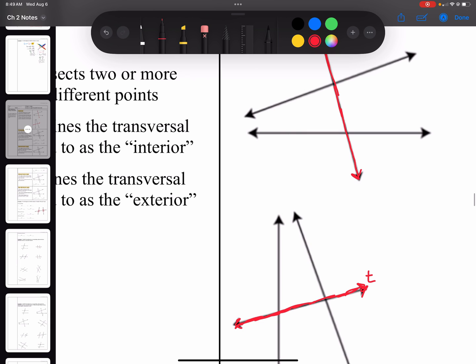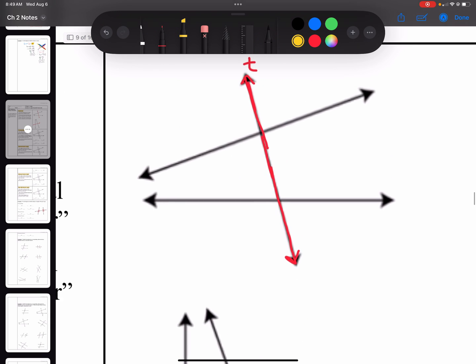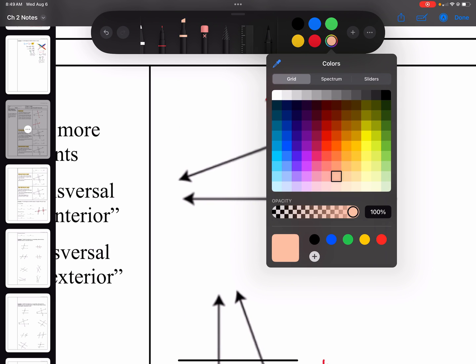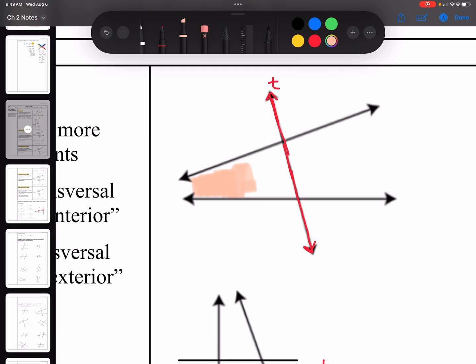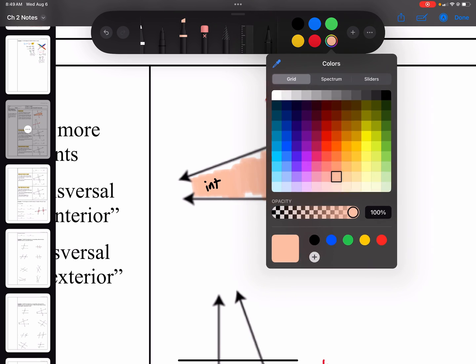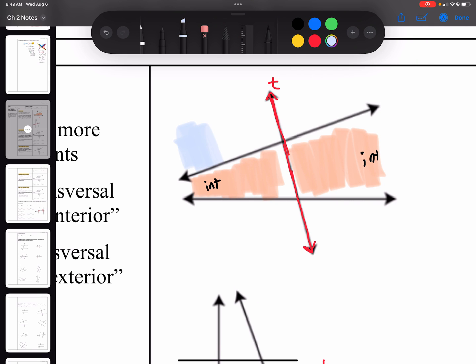And then I'd identify certain regions that are formed here. In between the two lines, I'm going to highlight in here. This is what we refer to as the interior, which I'm usually going to abbreviate INT for interior. And then outside of the two lines that I'm highlighting, here and here, we refer to those regions as the exterior. So it's very important that you're able to identify where's the interior and where's the exterior.